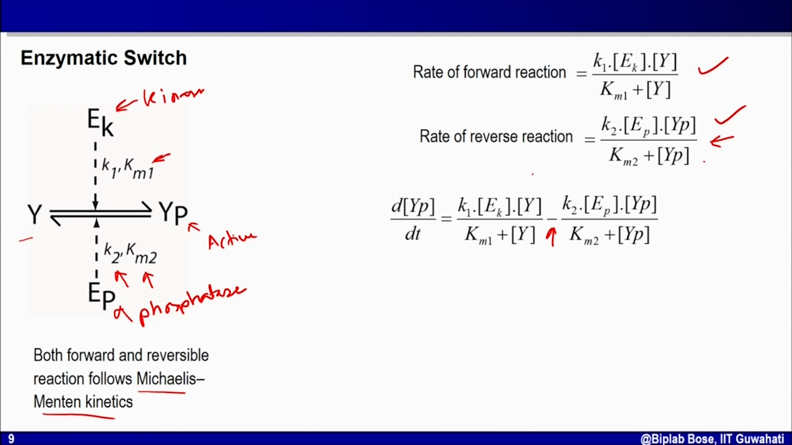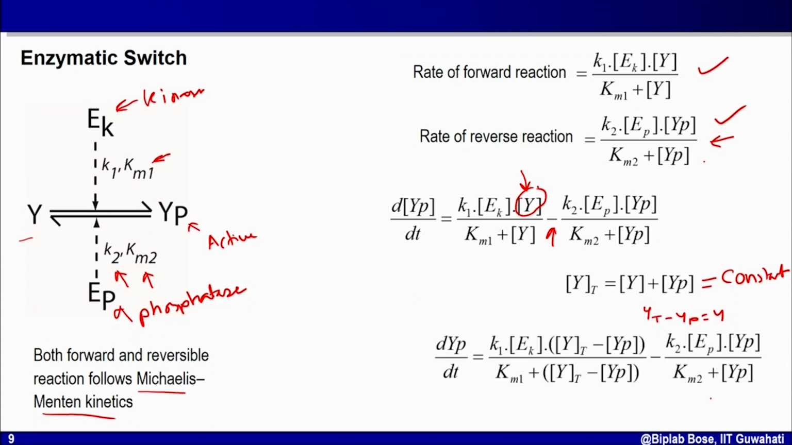Now, Y is the amount of free Y. I can convert this in terms of the total amount of Y and phosphorylated Y, considering a conservation. So I can consider the total amount of the substrate Yt is equal to free Y plus the concentration of phosphorylated Y, and I can consider this as constant. So with time Yt is not changing. So I can replace this Y by Yt minus YP. So that's what I have done.